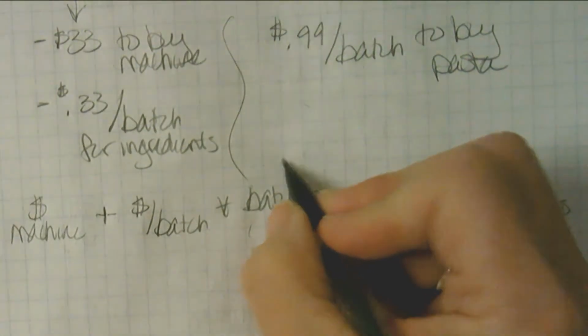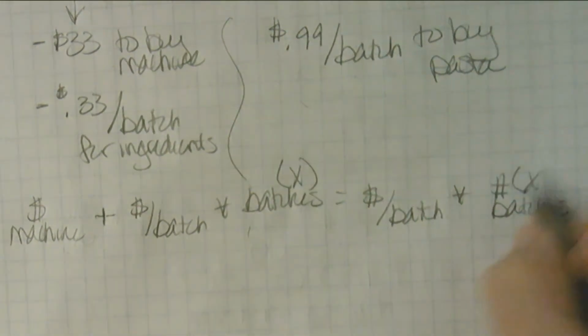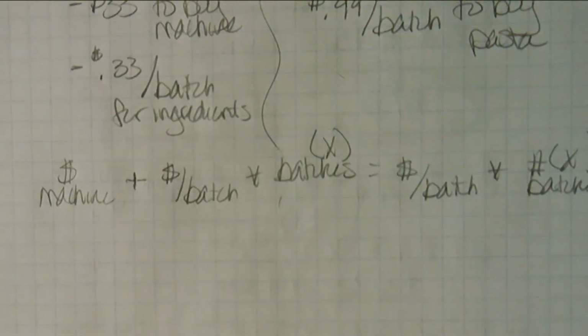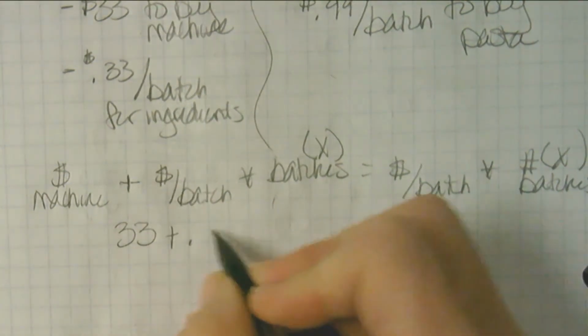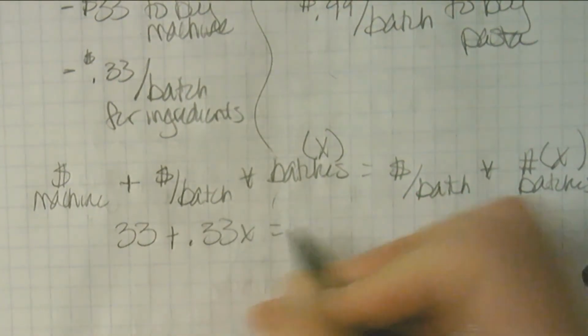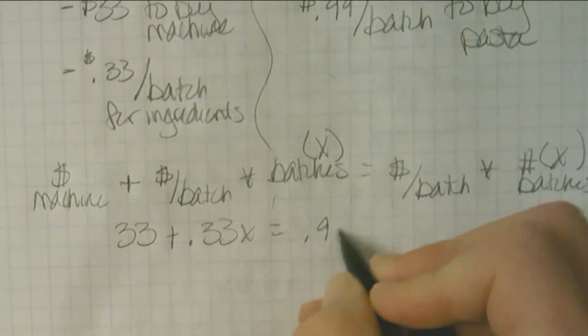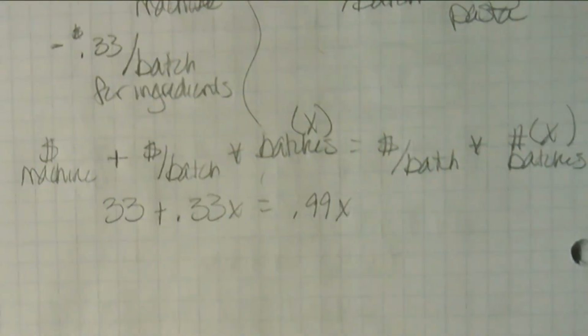I don't know my number of batches. There's my x. So Cullen, go ahead and write my equation now for me. It will be 33 plus 0.33x is equal to 0.99x. Excellent. And then I would solve that.